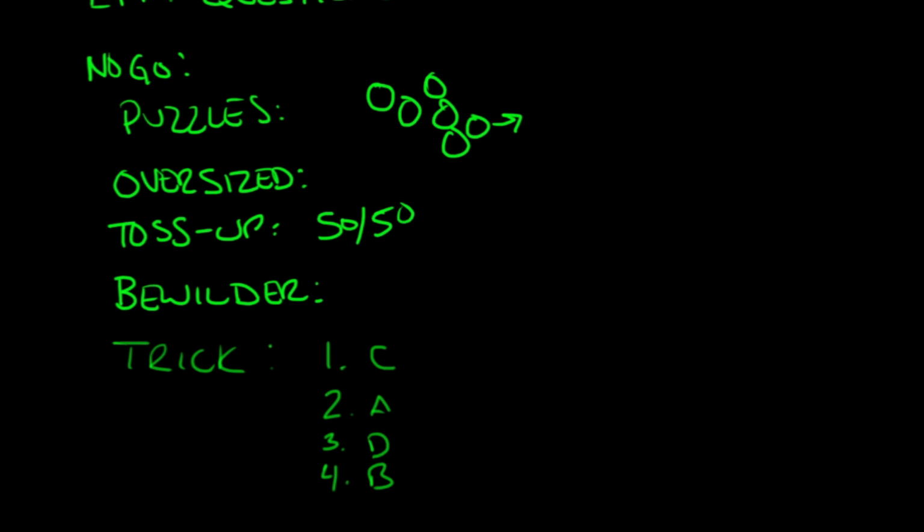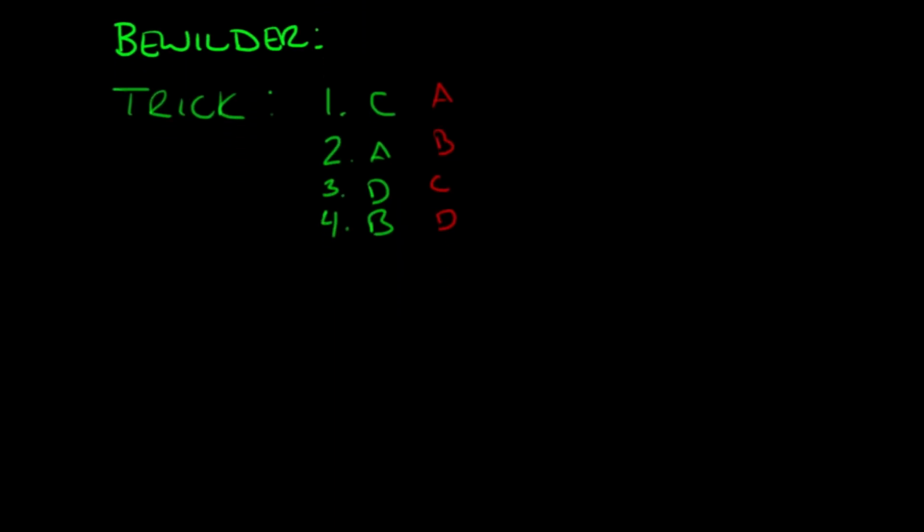Most people think that question 1 is going to be A and then B and then option C and then option D. So trick questions, yeah, they don't really help you out too much.